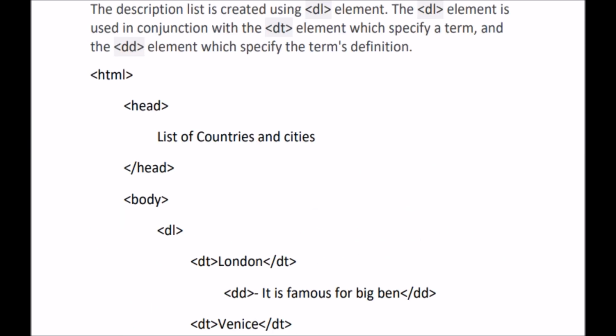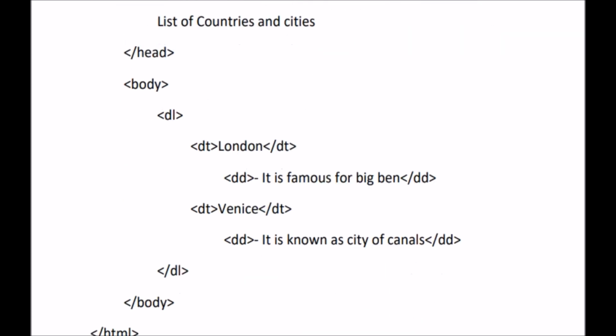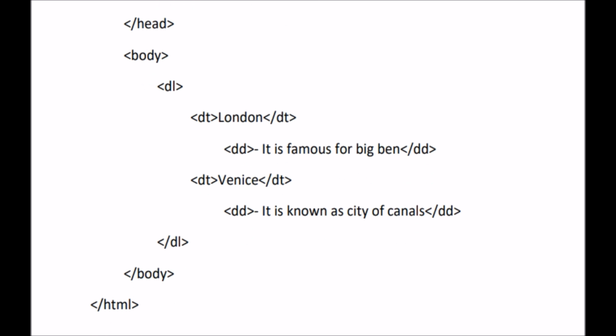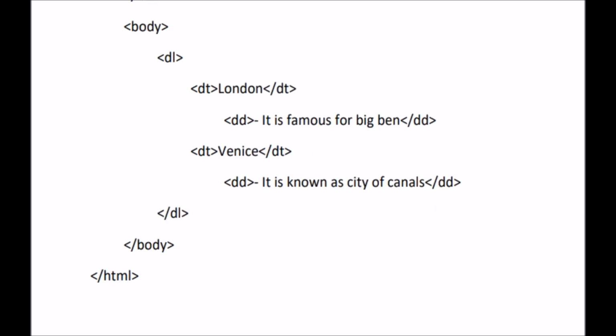I have created a list of countries and cities. In the body tag we have DL, the list items are London and Venice, and the description of each item is written here: for London it is famous for Big Ben, and for Venice it is known as the city of canals. So here the description list ends, the body tag is closed, and the HTML tag is closed. So here the list items will be displayed as London and then the description, Venice and then the description. So it is used to create items with a particular description about each list item.